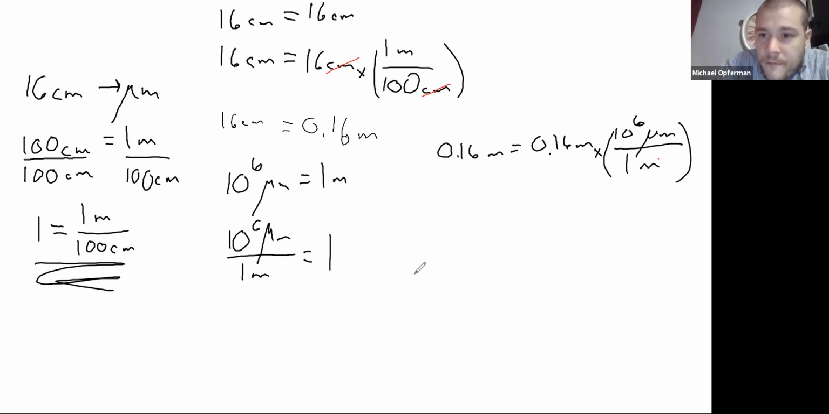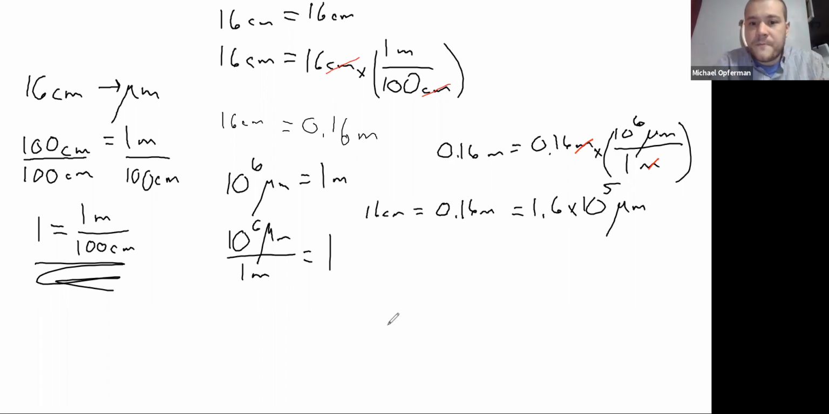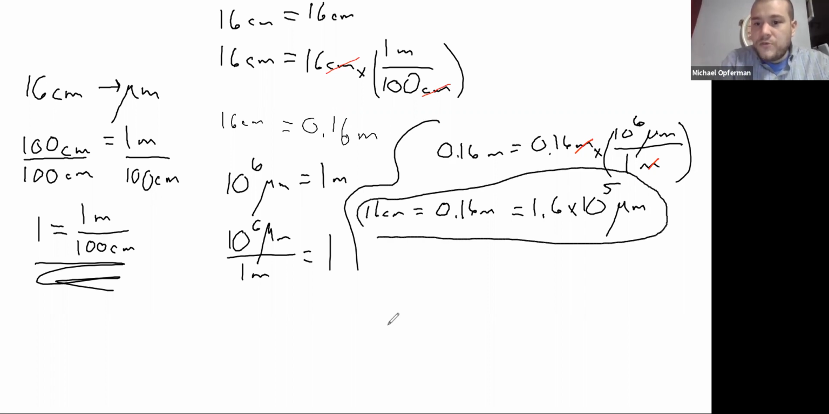As before, the meter cancels out. So there's my actual unit conversion happening. And then I'm going to have 0.16 times 10 to the 6. 0.16 is 1.6 times 10 to the minus 1, so this is going to be 1.6 times 10 to the 5 micrometers. And that's equal to 0.16 meter, which is in turn equal to 16 centimeters. So there's my unit conversion happening: 16 centimeters is equal to 1.6 times 10 to the 5 micrometers.